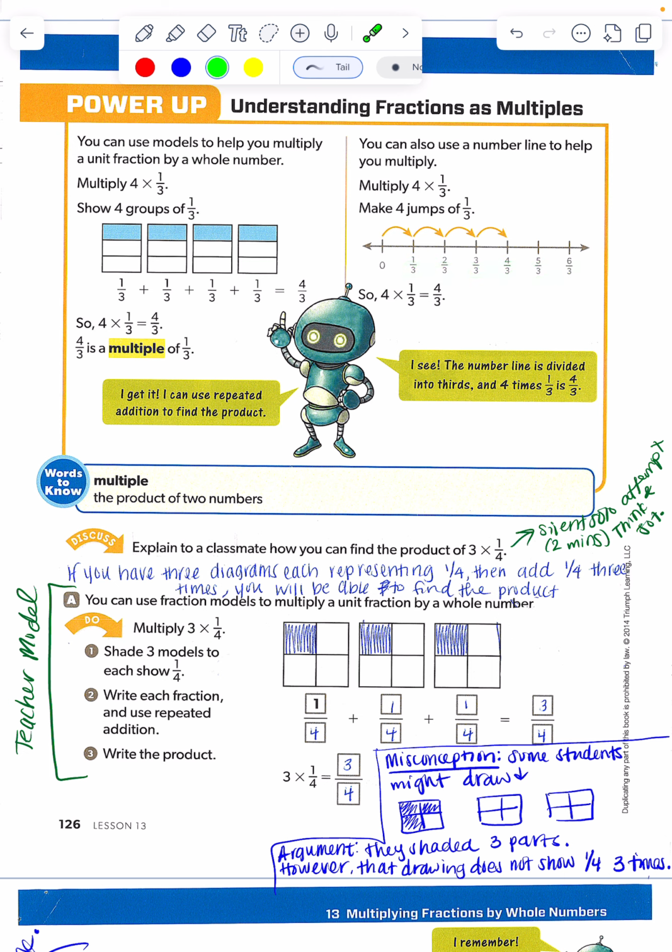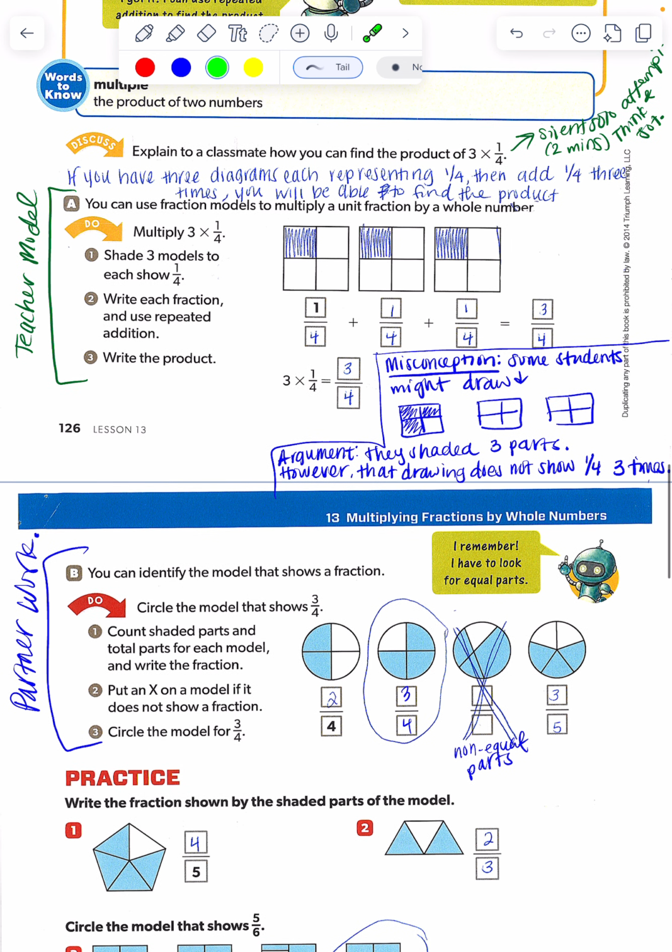So same thing. It's partitioned into thirds, sorry. They need to jump a total of 4 times starting at 0 to figure out what the product is. So 0 times 1/3 is 1/3 times 2 is 2/3. 1/3 times 3 is 3/3. And then 1/3 times 4 is 4/3. Okay, so those are the 2 models that you're going to be using for this lesson.